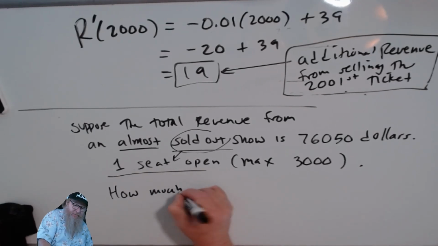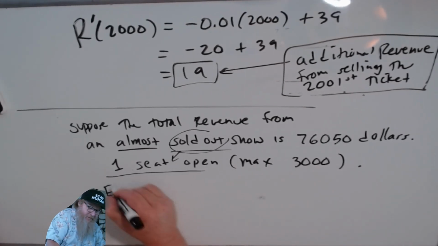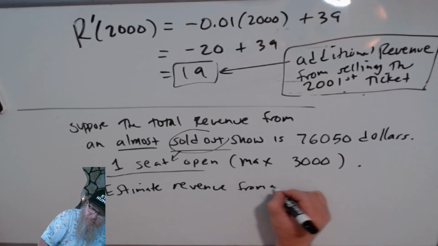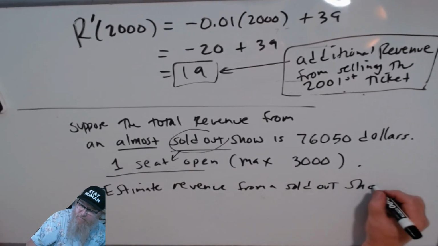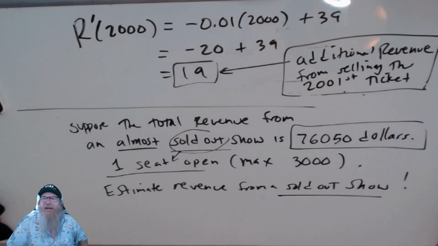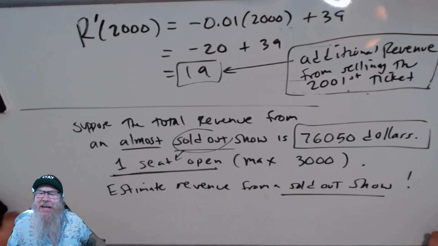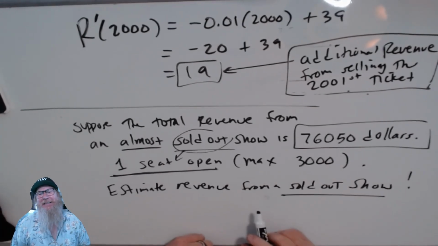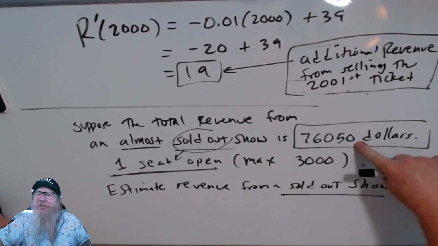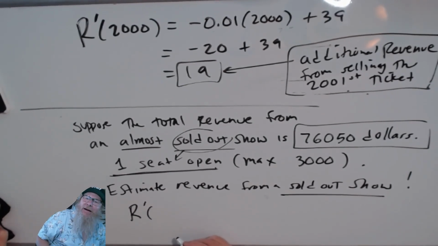How much revenue, or estimate the revenue, from a sold out show? So I've already made $76,050. There's one seat open in the house, and I'm running the theater, and I'm like, I just want to fill that last seat. How much revenue am I going to get? Is this going to go up substantially? What am I going to get? Let's see. So that would be the marginal revenue.